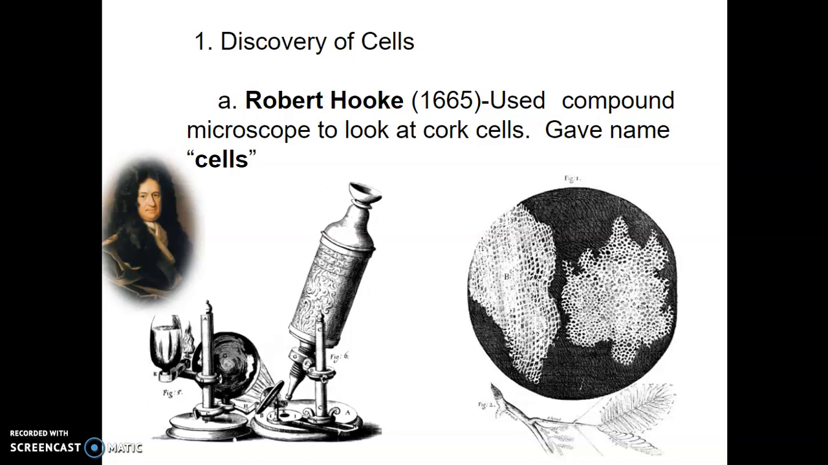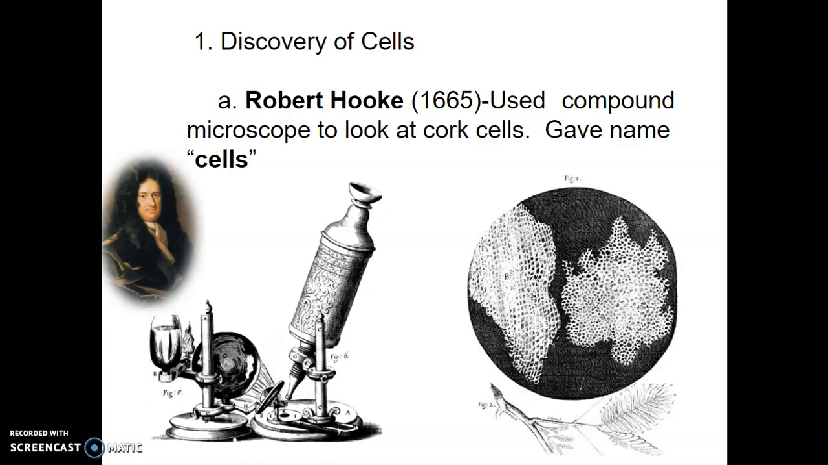A guy named Robert Hooke. Robert Hooke, around the mid-1600s, used a compound microscope to look at cork cells, just like a cork that may be in the end of a bottle. Cork is a type of dead wood. And he actually gave the name cells to these little things that he was able to look at because it looked like individual rooms of monasteries or places that priests or monks lived.